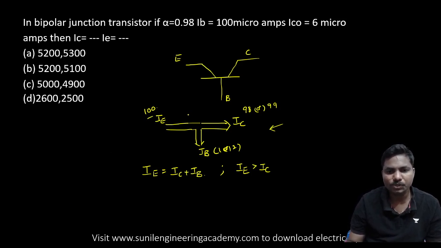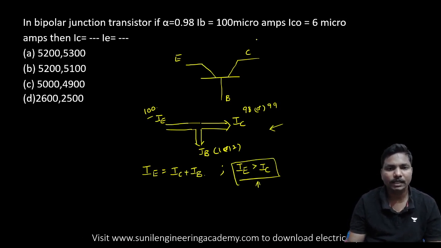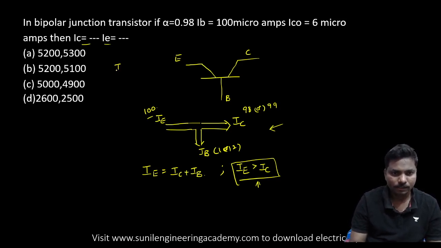So from this one also, what we can understand is that the input is always higher than the output, correct? Here they are asking about IC and IE. IE is always higher, so IC is less than IE. So let us check which option is correct.